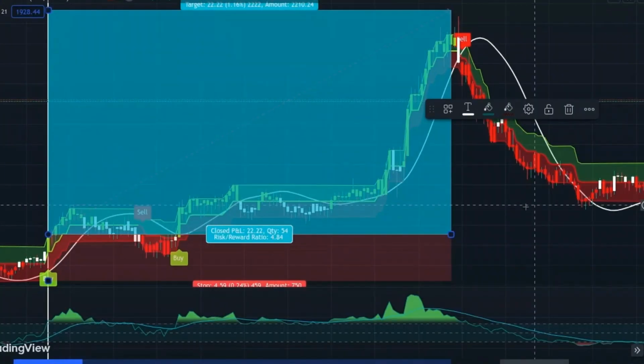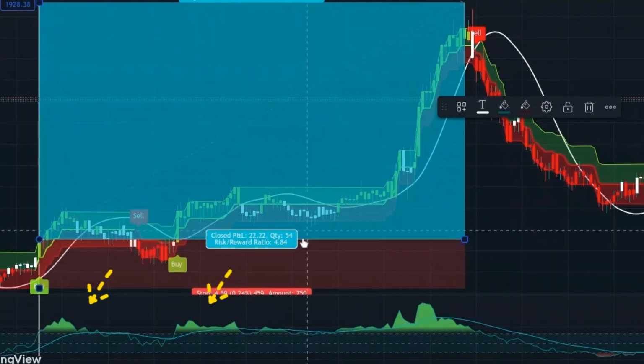If the RTI indicator is above the zero line and the range filter indicates the sell signal, then we ignore it and will take the short position. I hope I'm able to make you understand. If not, let's see another one.